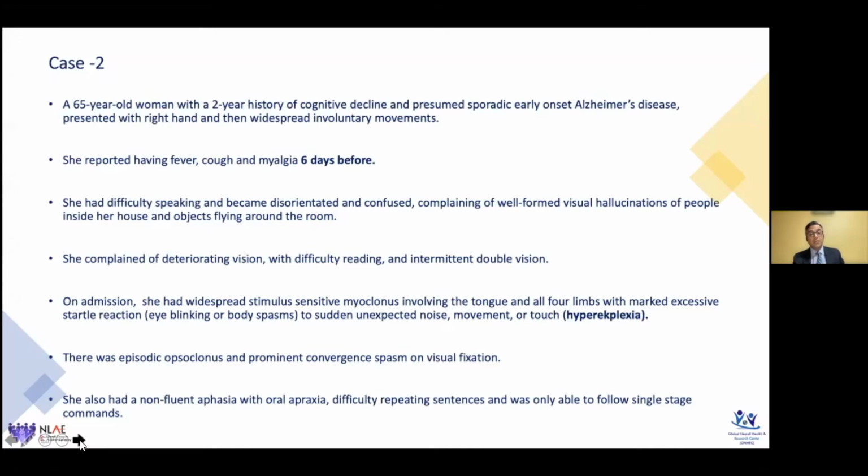On admission, she had widespread stimulus-sensitive myoclonus involving the tongue and all 4 limbs, with marked excessive startle reaction, which was eye blinking or body spasms to sudden unexpected noise, movement, or touch, which we know as hyperekplexia. There was episodic opsoclonus and prominent convergence spasm on visual fixation. She also had a non-fluent aphasia with oral apraxia, difficulty repeating sentences, and was only able to follow single-stage commands.